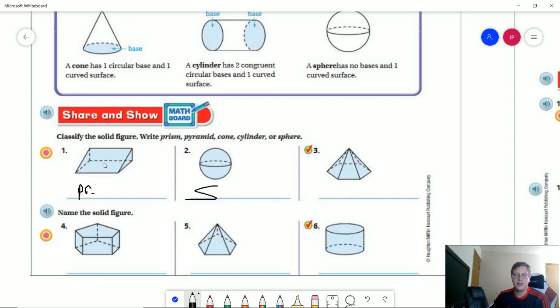Again, you could probably argue that this might end up being a pyramid. The only reason I would say it maybe doesn't work out that way is whereas we have this and everything comes together to a single vertex on the top, this shape does not do that. So that would be what I would say would be the difference between those. So pyramid, this one is going to be a prism. Number 5 is going to be a pyramid. And the last one is going to be a cylinder.